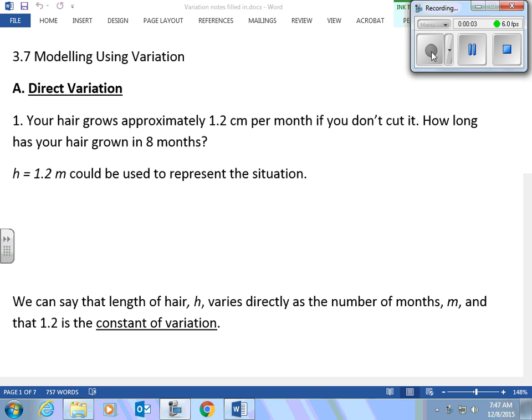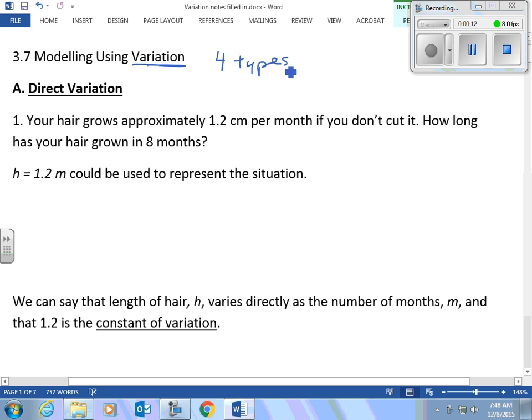In this lesson, we're looking at modeling using variation, and we're going to look at 4 types of variation. And you'll see that even if you haven't used this language before, you've probably done a lot of this type of work in the past. So we'll start with a very basic example, this one about hair growth.